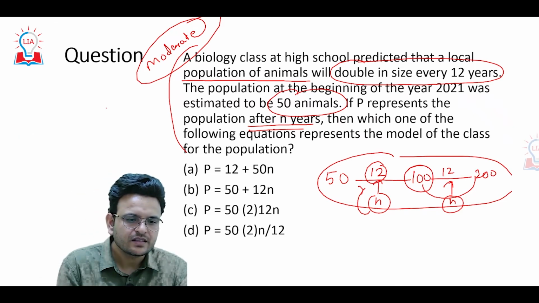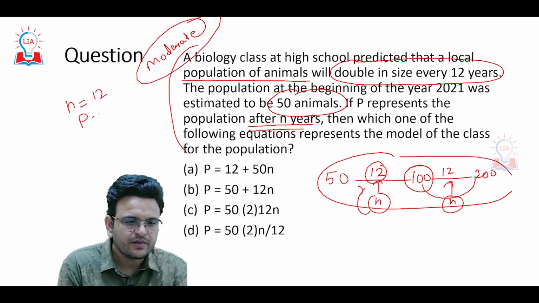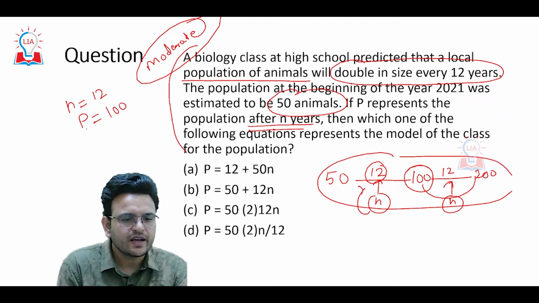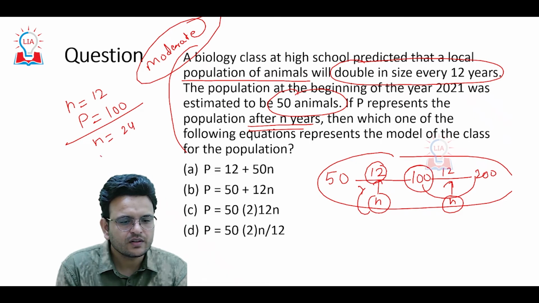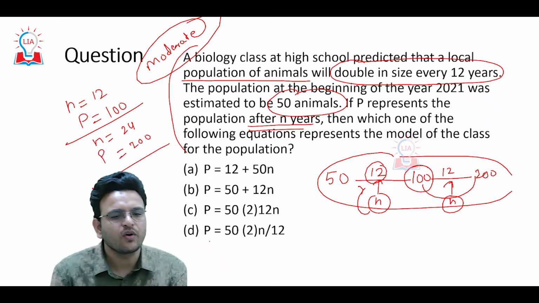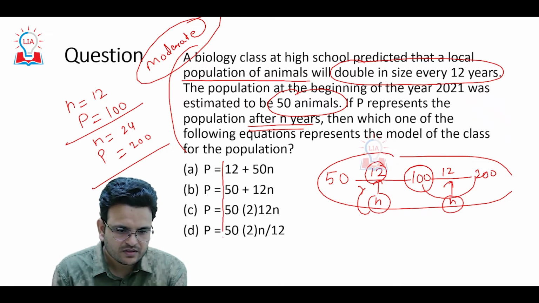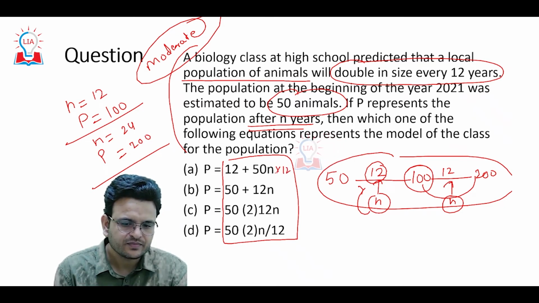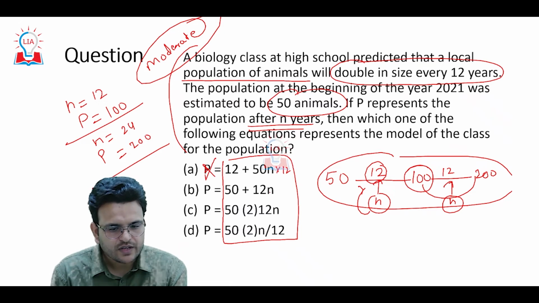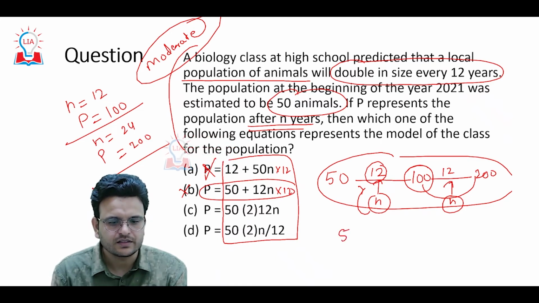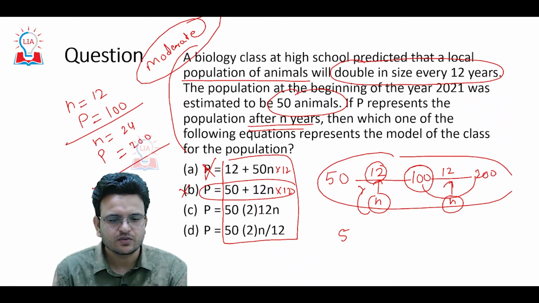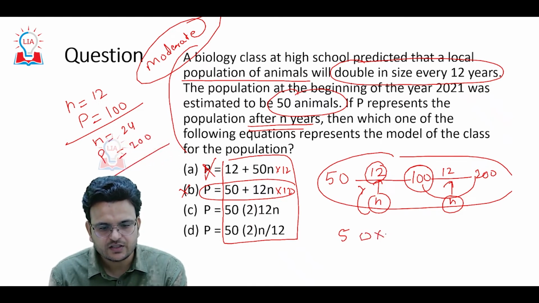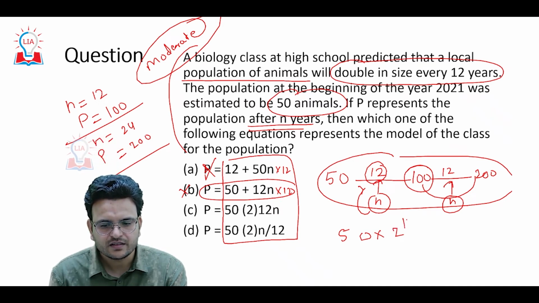My point here is, when n value is 12, then p value is 100. When n value is 24, then p value is 200. Okay, we can just put the n value here and try to test. Put n value 12 here, then it is not 100. Put n value 12 here again, it is again not 100. This is 50 into 2 to the power 12n.